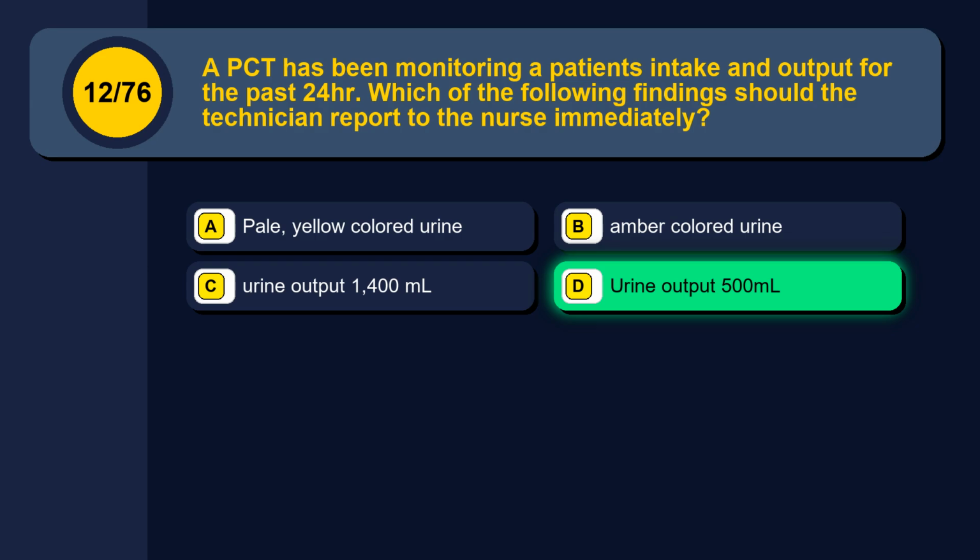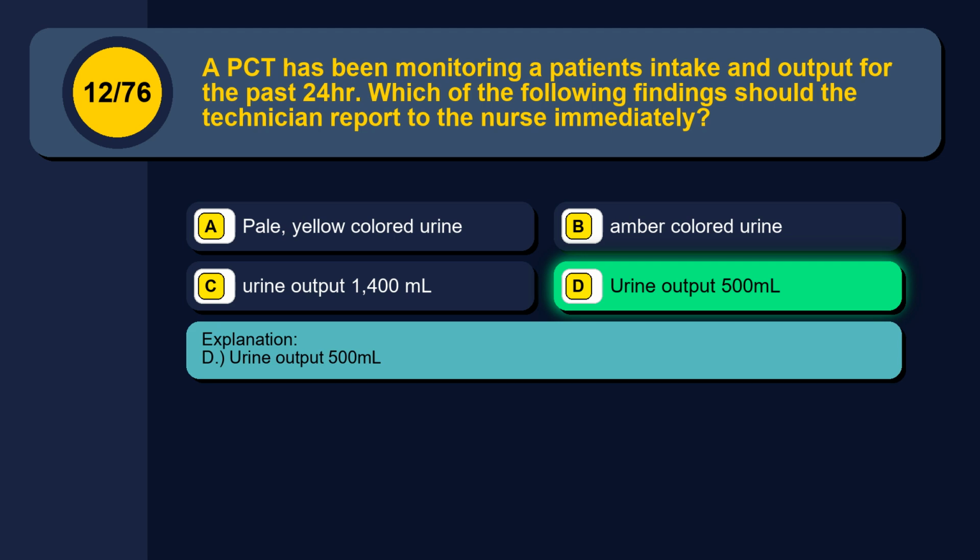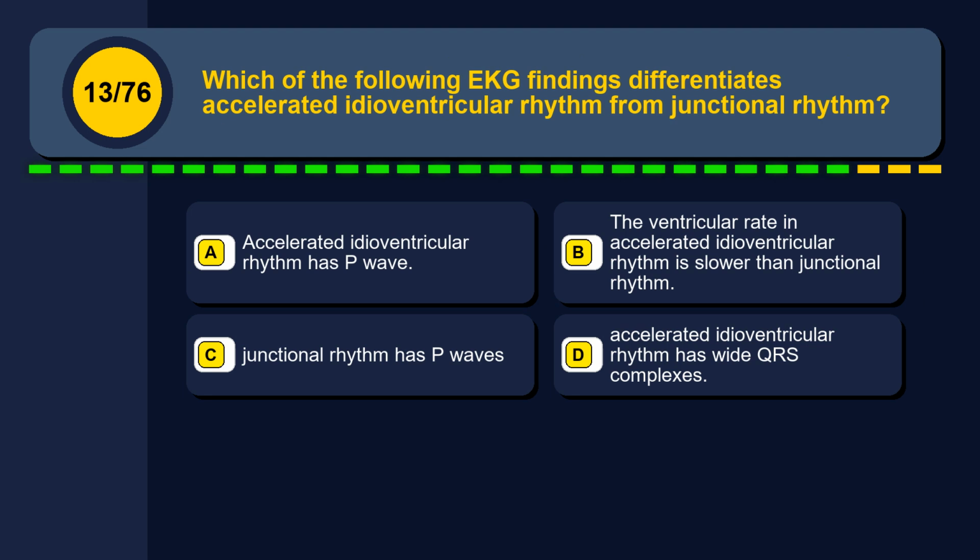The correct answer is option D, urine output 500 ml. Question 13. Which of the following EKG findings differentiates accelerated idioventricular rhythm from junctional rhythm? Option A, accelerated idioventricular rhythm has P waves. Option B, the ventricular rate in accelerated idioventricular rhythm is slower than junctional rhythm. Option C, junctional rhythm has P waves. Option D, accelerated idioventricular rhythm has wide QRS complexes.